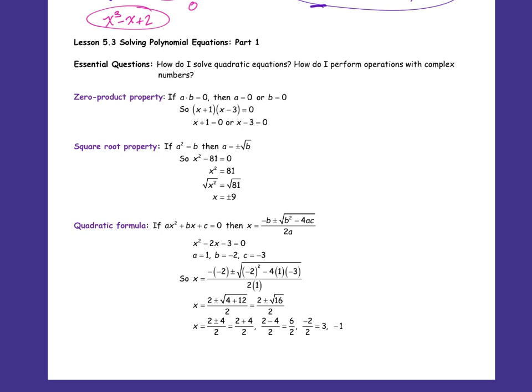The square root property says if I have a squared equals b, then a equals plus or minus the square root of b, right? There's 2 answers for a square root, the plus or the minus. And then the quadratic formula. Hope you know it. It's x equals negative b plus or minus the square root of b squared minus 4ac, all over 2a. Okay? But it's on here if you don't know it.